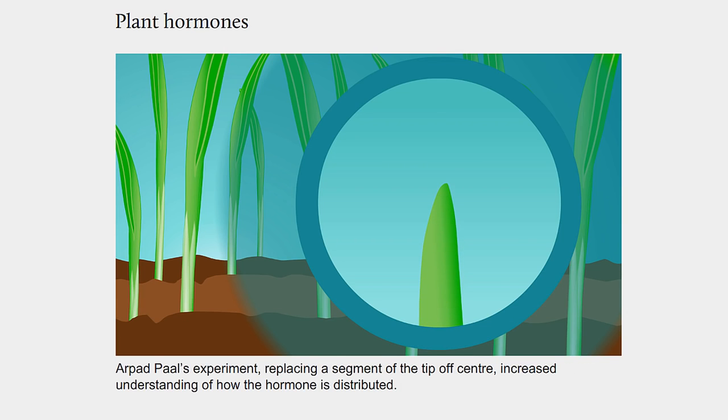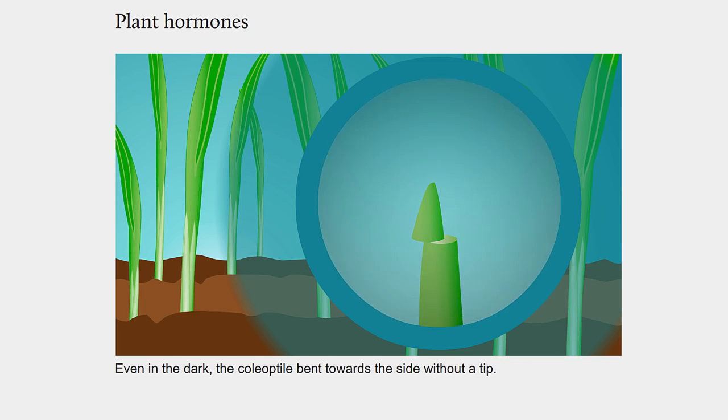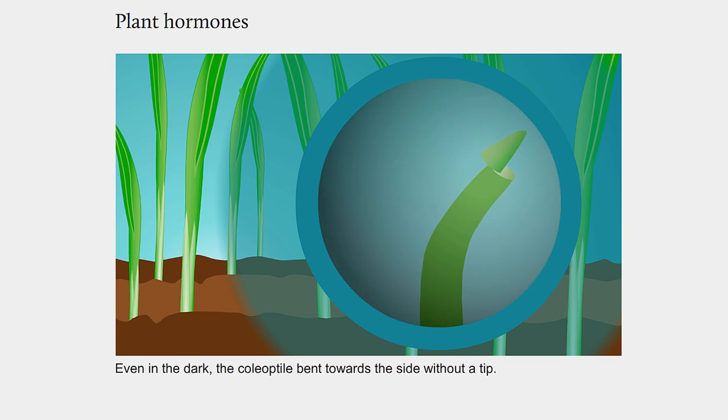Árpád Paál's experiment, replacing a segment of the tip off-center, increased understanding of how the hormone is distributed. Even in the dark, the coleoptile bent towards the side without a tip.